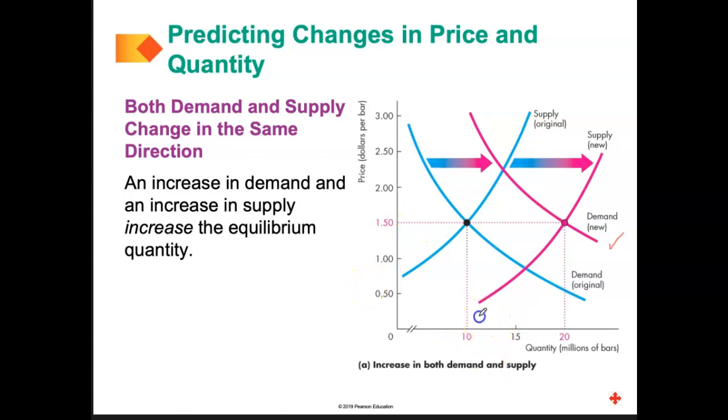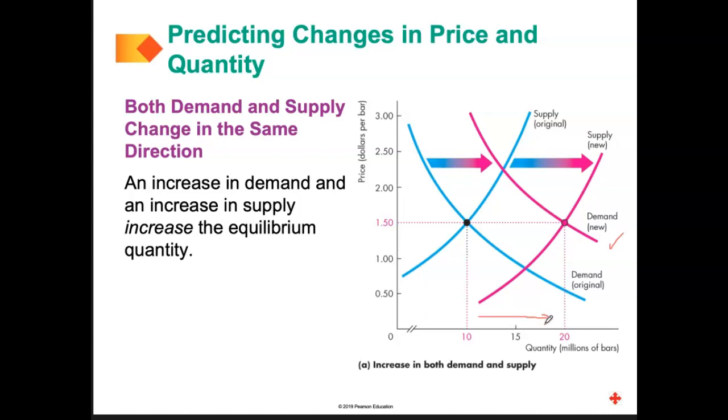We don't really know what happens to price, because remember, an increase in demand has to do with an increase in price, but an increase in supply has to do with a decrease in price. So we don't really know what direction price changes. It depends on the magnitude of the change.